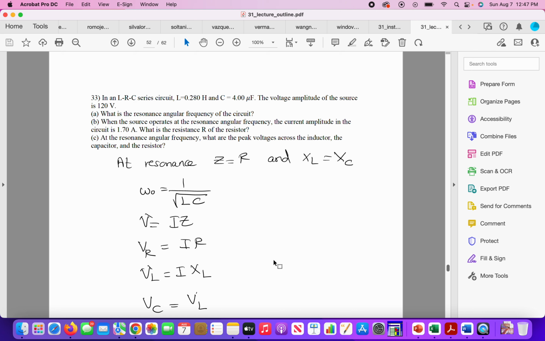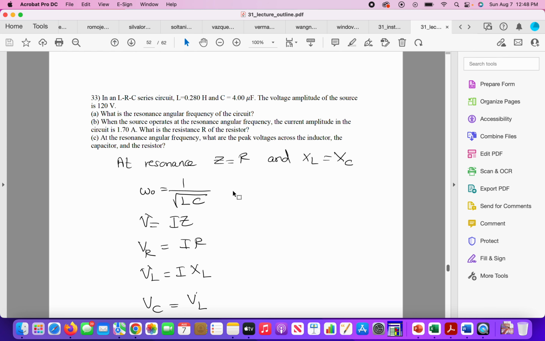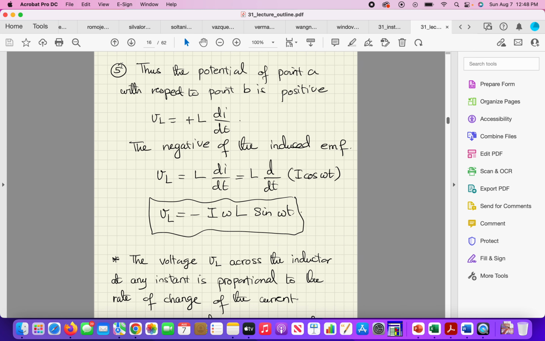V, the potential difference amplitude for the circuit, is going to be I times Z. For the resistor, I times R. For the inductor, it is I XL.